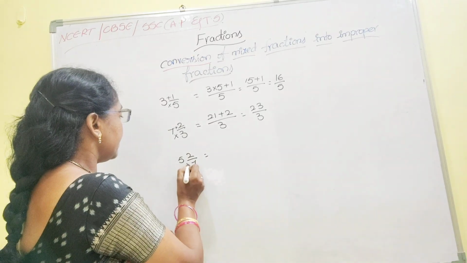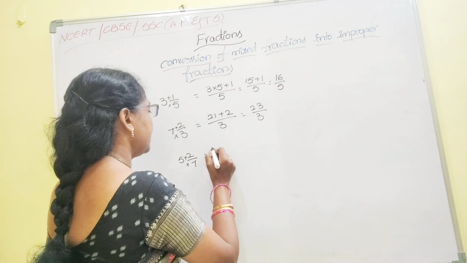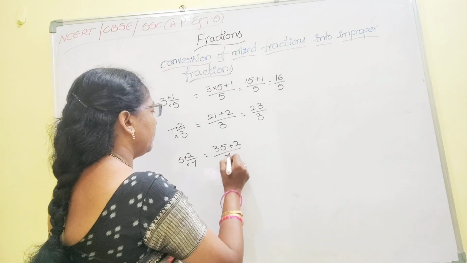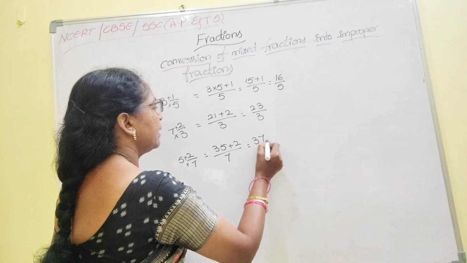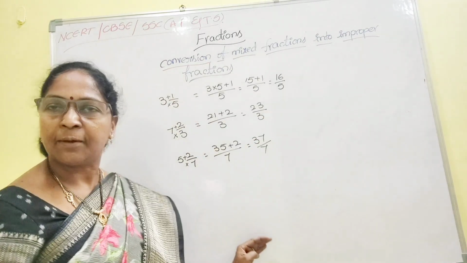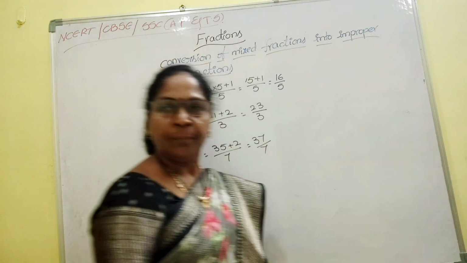And one more example here, 5 2 by 7. Now 5 7s are 35 plus the numerator, that is 2, divided by 7, that equals 37 by 7. This is the process, how to convert a mixed fraction into an improper fraction.